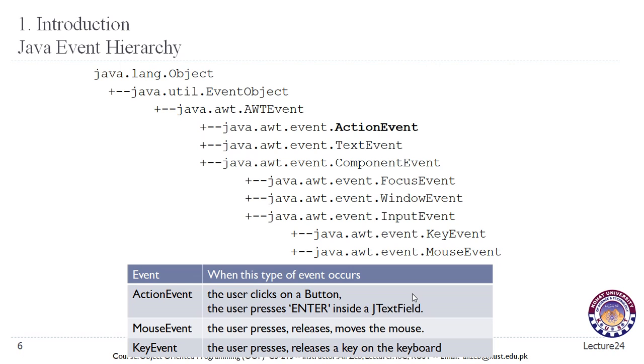And then there are key events, where the user presses or releases a key on the keyboard. And all of these can be imported from java.awt.event. When we need these events, we can import all of these using the static.